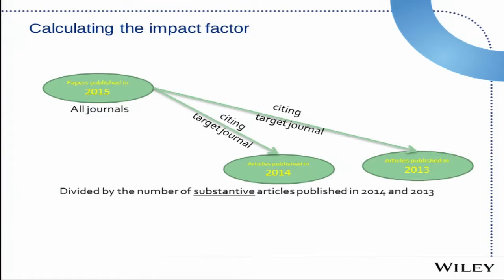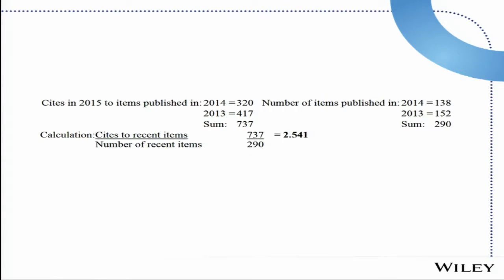How is the impact factor calculated? Well, it's calculated by taking citations from the JCR database from all journals to a target journal, citations to the previous year and the year previous to that. And then this is divided by the number of substantive article types within that period. I say substantive because there are articles that aren't included in this figure, so it's not strictly an average, and we'll talk about that in a little bit more detail later on.